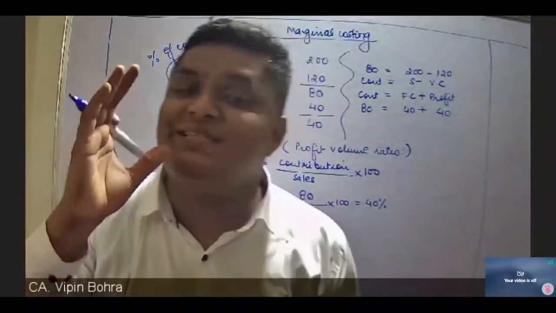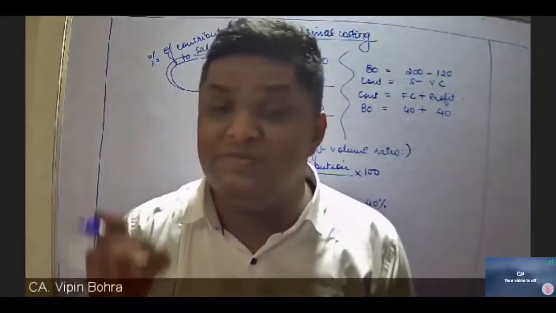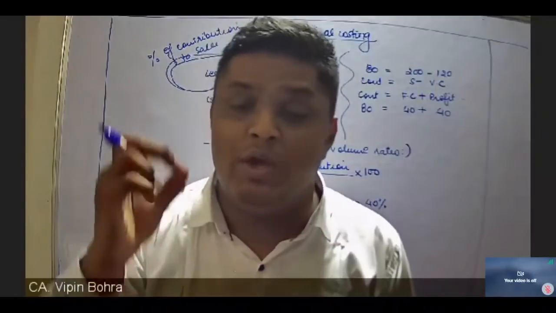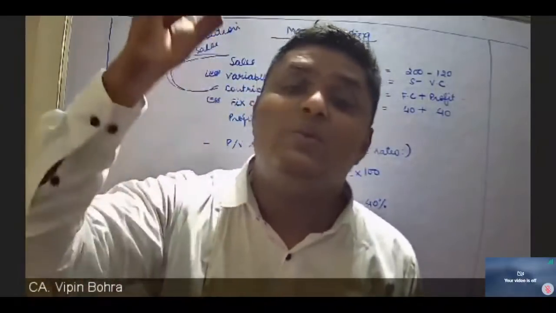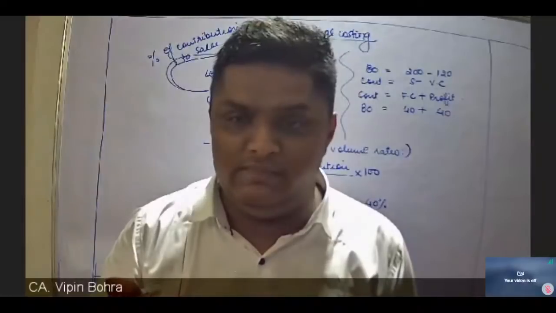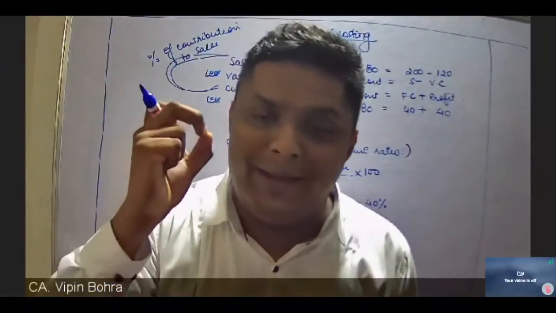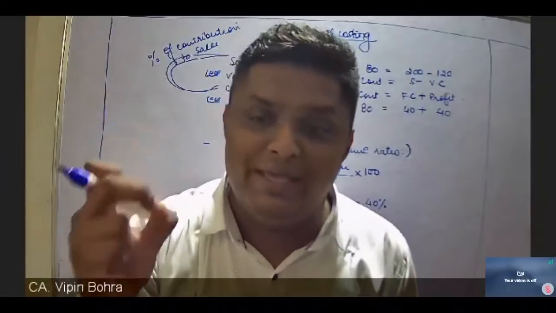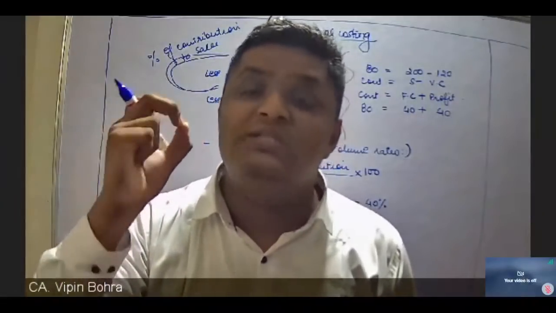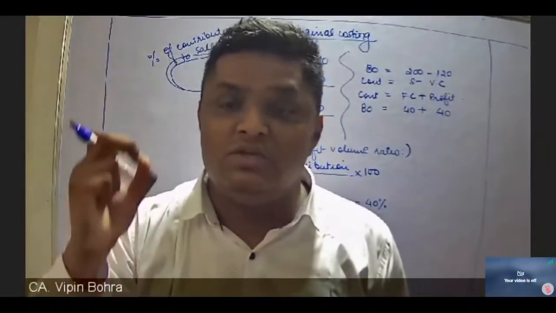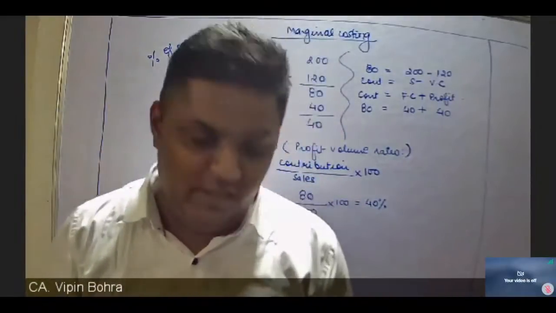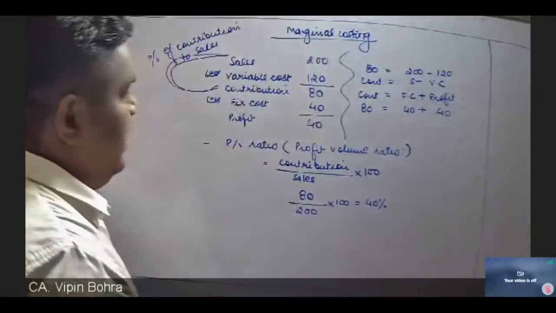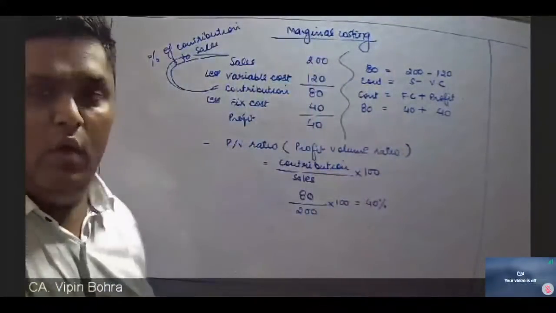Suppose my sales is 10,000. My contribution is 2,000. So I can say my contribution is 20% of sales. I repeat again, my sales is say 10,000, my contribution is 2,000, so my contribution is 20% of my sales. So 20% is my PV ratio. Let's take another example. If you guys want to copy this part, you can copy please.